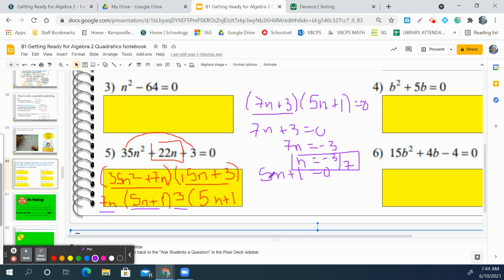What do I get when I have 5n plus 1 equals 0? Subtract 1 from both sides. So I've got 5n equals negative 1. And then n equals what? Negative 1 over 5, because you're going to divide by 5. Okay? Make sure you grab those answers. N equals negative 3 over 7, and n equals negative 1 over 5.